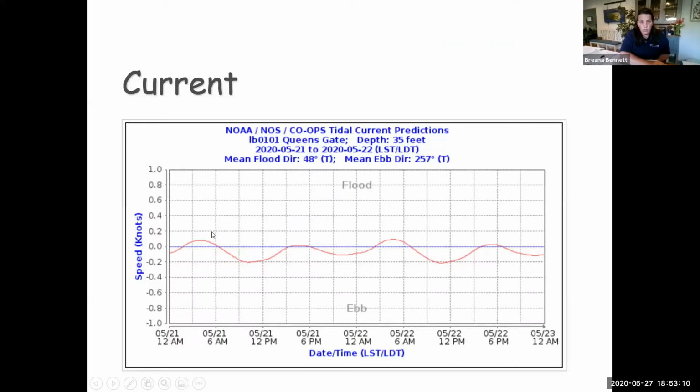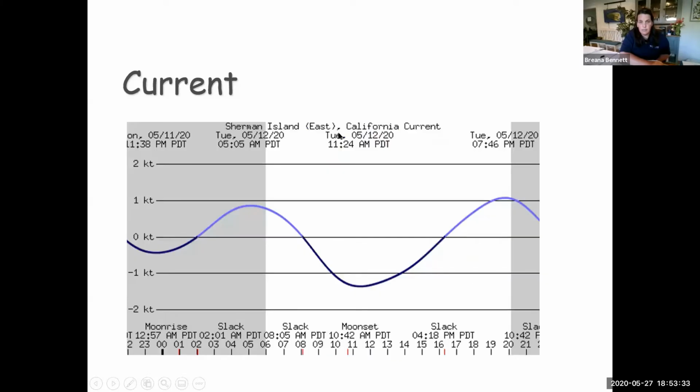Okay, so when we look at our flood, and then slack is the blue line, and then it goes to ebb, flood, ebb, slack. And this is Queensgate on the 21st, last Thursday. So you can see how the currents change. This is another example, it has more of a change on this one. So you have all of your ebbs down here, your floods up there.